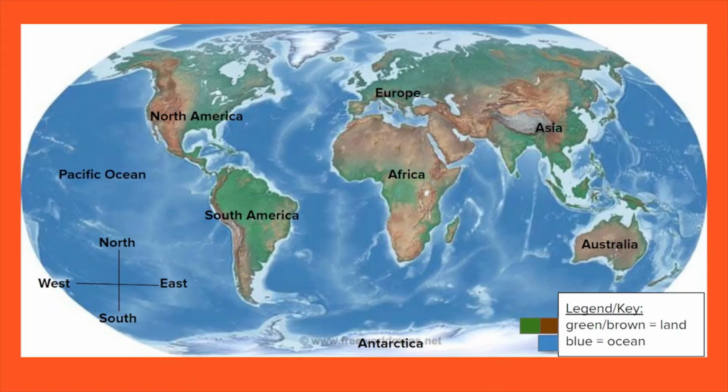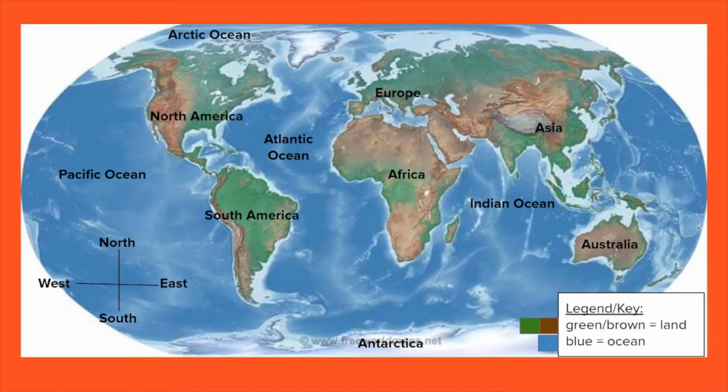We also have our oceans. También tenemos los océanos. We have the Pacific Ocean to the west of the United States, Océano Pacífico al oeste de los Estados Unidos. We have the Atlantic Ocean, which is to the east of the United States, Océano Atlántico al este de los Estados Unidos. We have the Indian Ocean, which is in the middle of Africa, Asia, and Australia, el Océano Indiano, en el medio de África, Asia, y Australia.